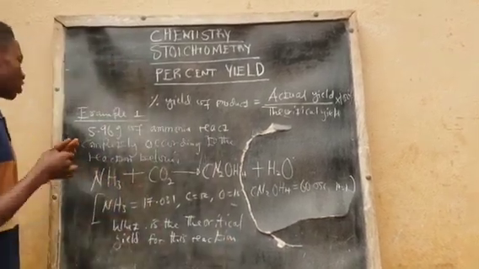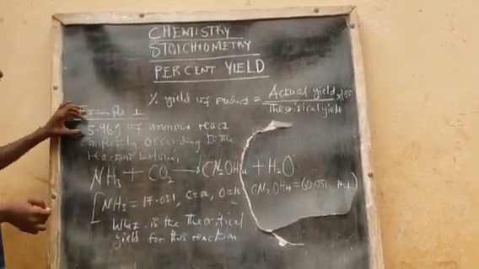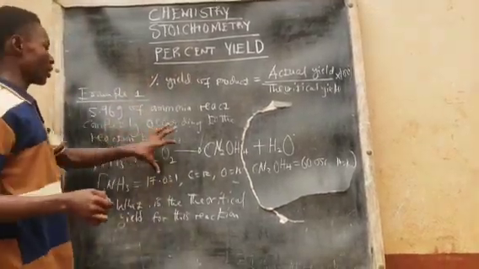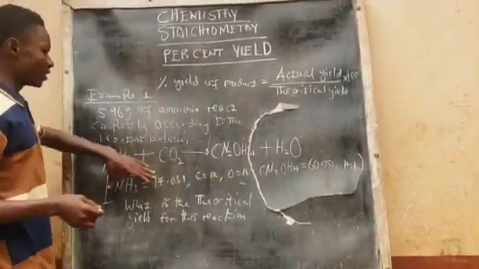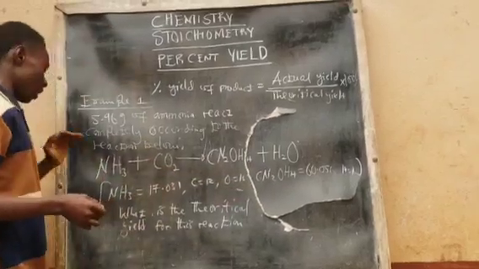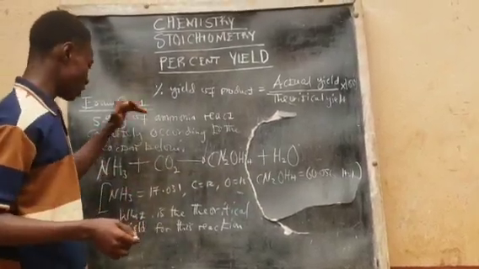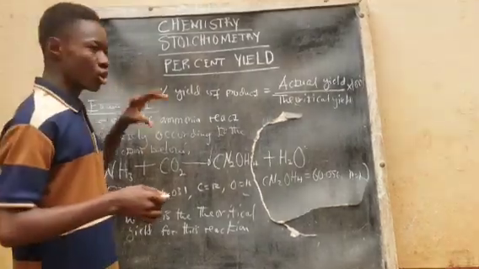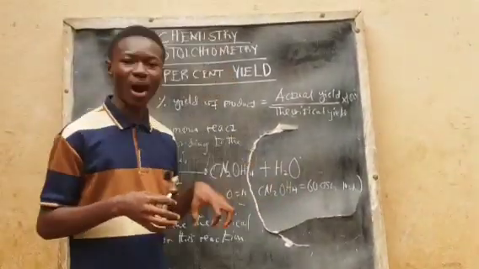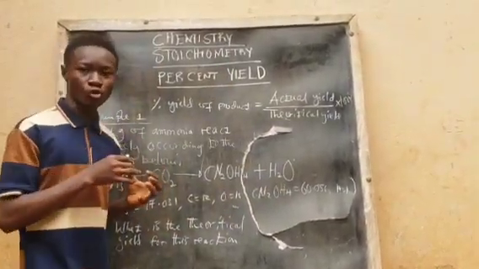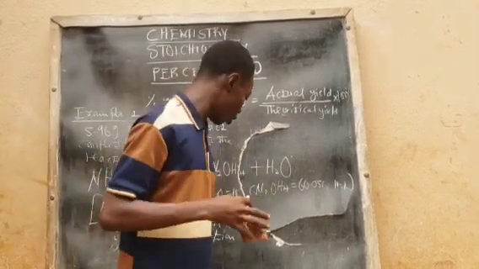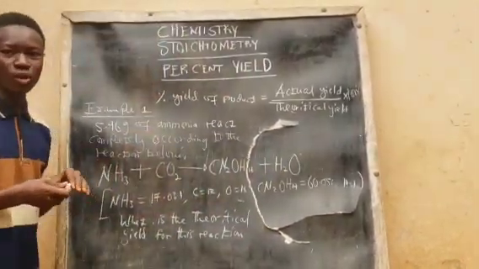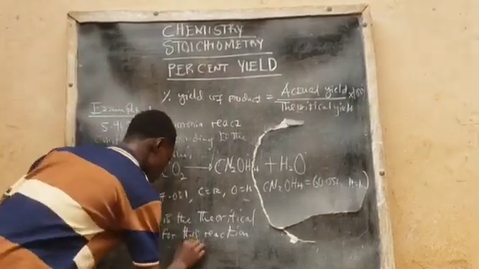So this is the question, which says 5.96 grams of ammonia react completely according to the reaction, having the molar masses, and the question says what is the theoretical yield for this reaction. Mind you, theoretical yield is the maximum mass of product that is obtained from a balanced chemical equation. Now, this is the solution.